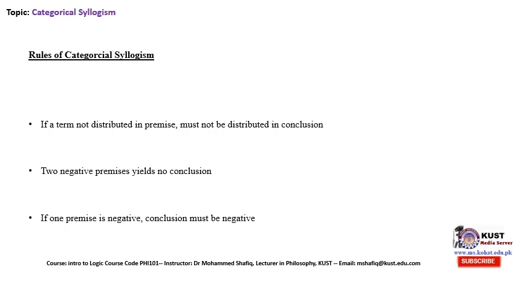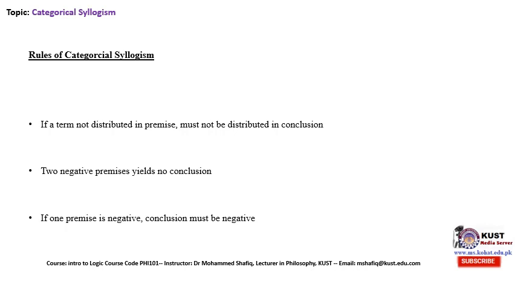For example, we cannot say that no Pakistanis are intelligent, and in the second premise, no students are Pakistani. So both of these premises are negative. We cannot draw a conclusion from it. So it is an invalid syllogism. So in order to be valid, a categorical syllogism must have at least one premise affirmative. It cannot have both of the premises negative.